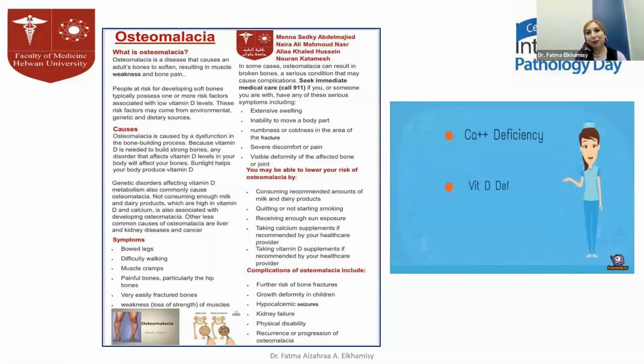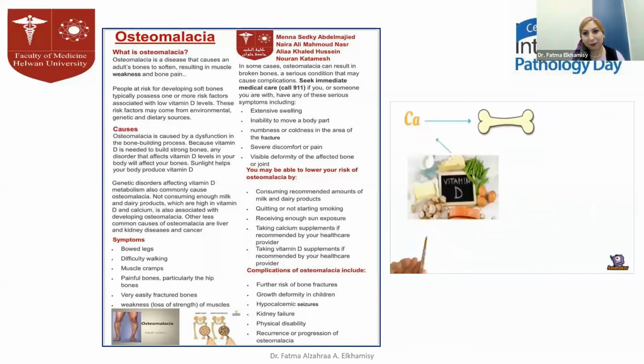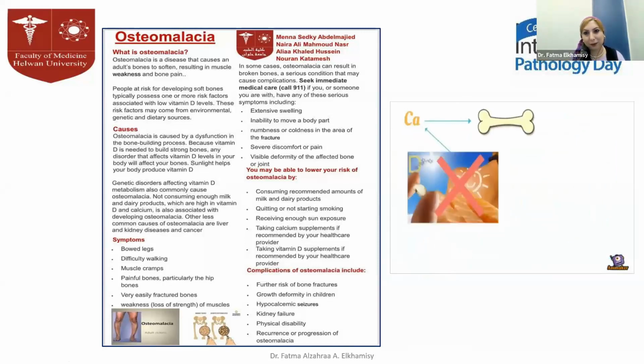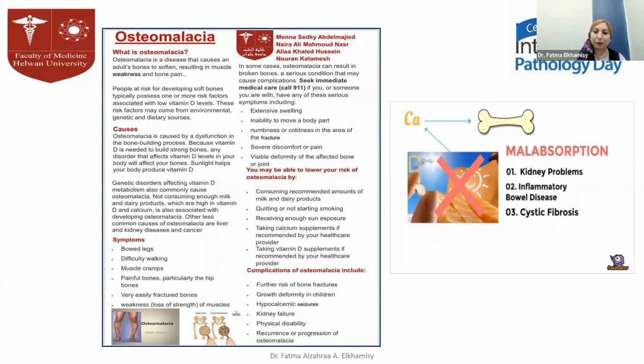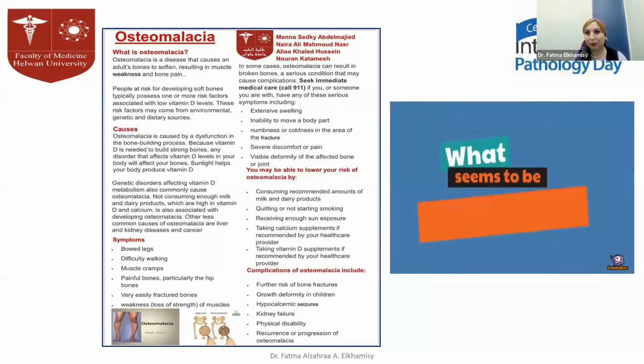Calcium deficiency and vitamin D deficiency and malabsorption. Calcium is needed to strengthen bones, while vitamin D is needed for calcium to enter bones. It can be absent in diet or lost due to spending less time outdoors or having vitamin D malabsorption, most commonly caused by kidney problems. What is going on?